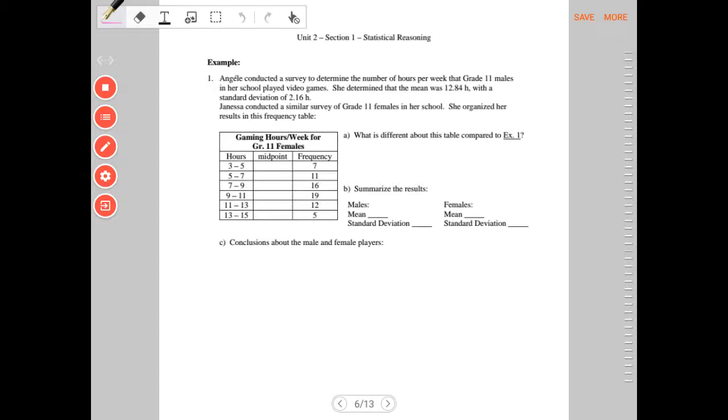Alright, example number 1. Angele conducted a survey to determine the number of hours per week that grade 11 males in her school played video games. She determined the mean was 12.84 hours with a standard deviation of 2.16 hours. Janessa conducted a similar survey, but she used grade 11 females instead of males. She organized her results in this frequency table.